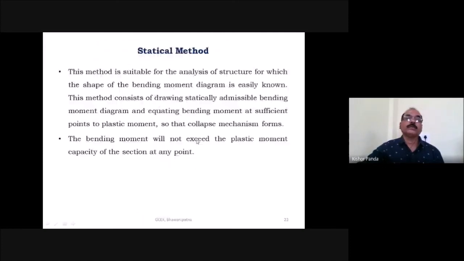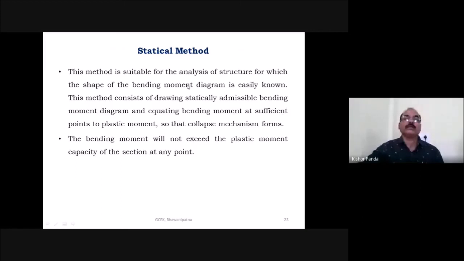So this is the statical method. This method is suitable for the analysis of structures for which the shape of the bending moment diagram is easily known. This method consists of drawing a statically admissible bending moment diagram and equating the bending moment at a sufficient number of points to the plastic moment so that a collapse mechanism forms. The bending moment will not exceed the plastic moment capacity of the section at any point in the statical method.